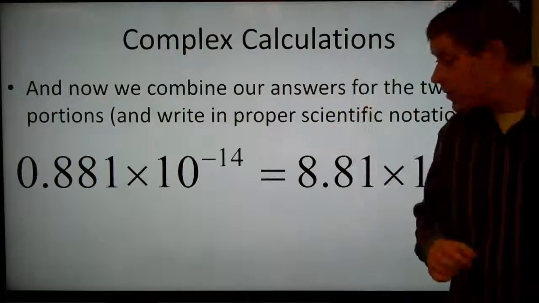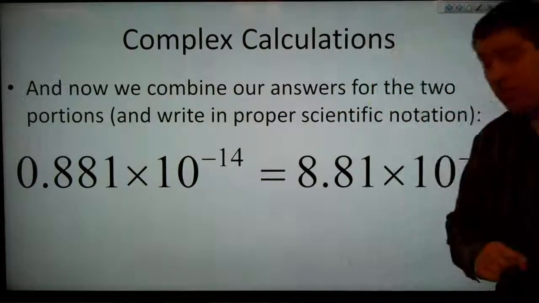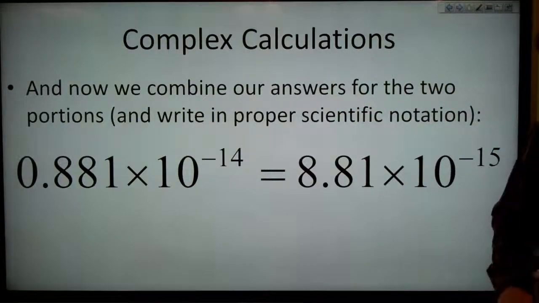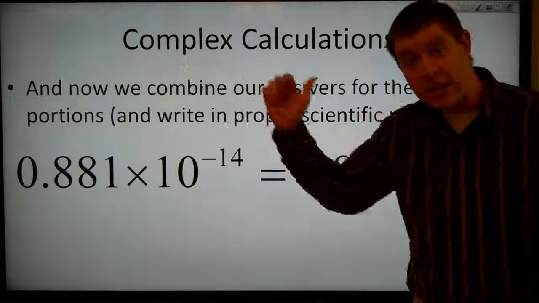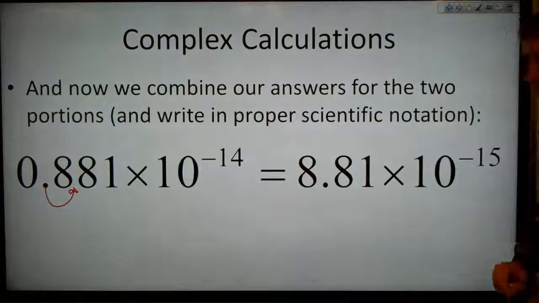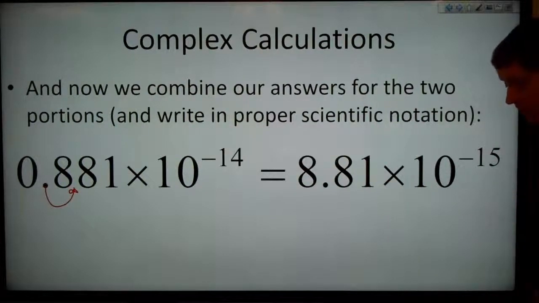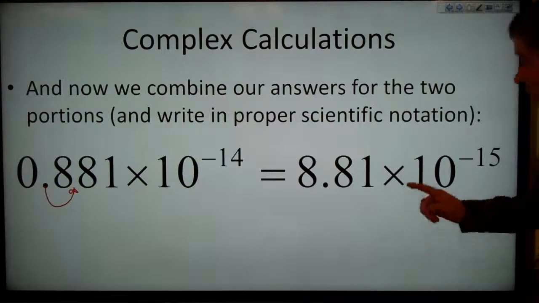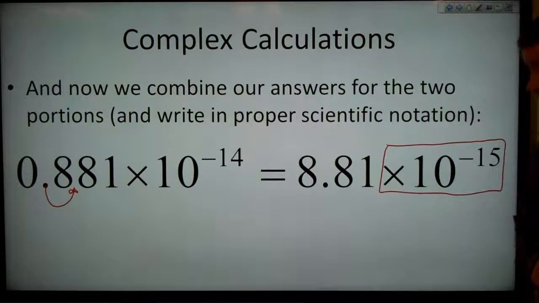So now we need to combine the coefficient portion, the 0.881, with the exponential portion, the 10 to the minus 14. And then last, we want to write it in proper scientific notation, because this is not proper scientific notation. It's okay for exponential notation, but not scientific notation. We need to move the decimal point one place to the right. So we need to make our exponent one place smaller. So we have 8.81 times 10 to the minus 15. And again, note that for this portion we have not used a calculator. We've only used the calculator to give us those 3 digits, and that's it.